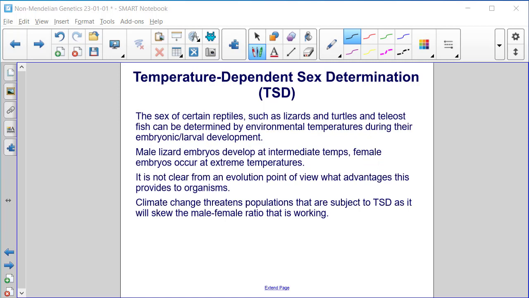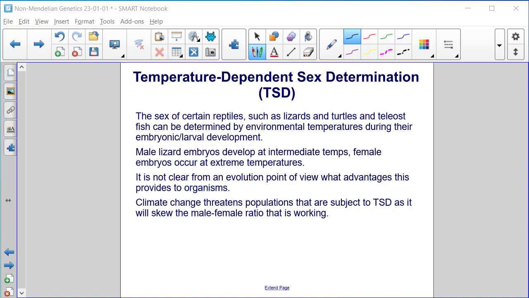Temperature-dependent sex determination, TSD. The sex of certain reptiles, such as lizards and turtles, and teleost fish, can be determined by environmental temperatures during their embryonic and larval development. Male lizard embryos develop at intermediate temps. Female embryos occur at extreme temps. It is not clear from an evolution point of view what advantages this provides to organisms.